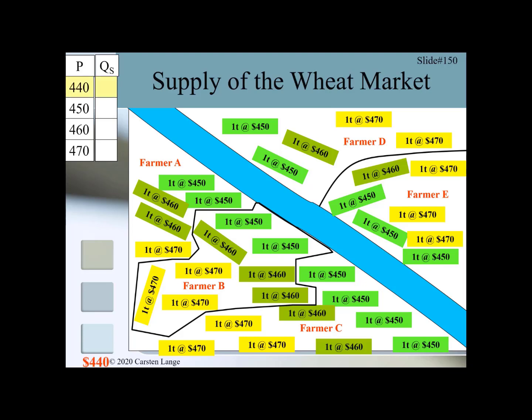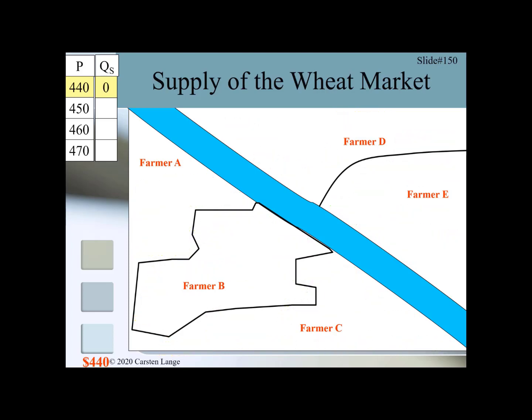When the price for 1 ton of wheat is 440, none of the farmers, even on the most fruitful fields, would be able to cover his or her costs. Therefore, before they lose money, they would not produce at all. The market supply is 0 when the price is 440. What if we have another price? For example, $450 per ton of wheat.